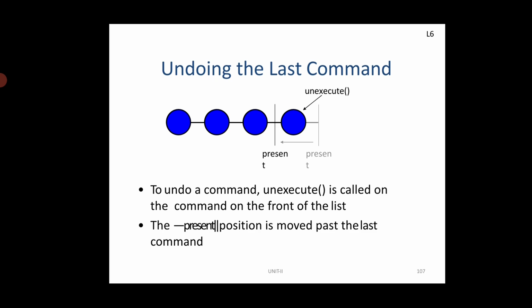The leftmost command was issued first, followed by the second leftmost, and so on, until the most recently issued command, which is rightmost. The line marked present keeps track of the most recently executed, and we can say unexecuted, command. We want to undo the last command. We simply call unexecute on the most recent command. To undo a command, the unexecute function is called on the command at the front of the list, so the present position is moved past the last command.